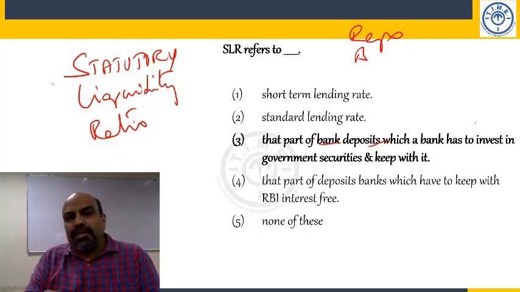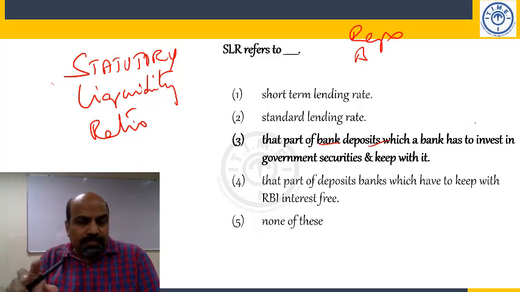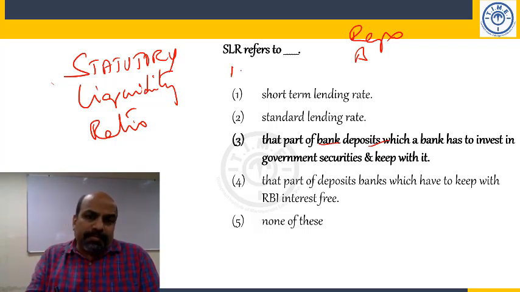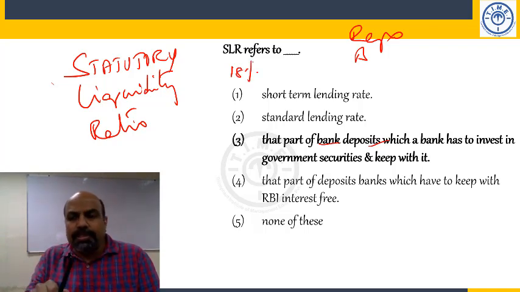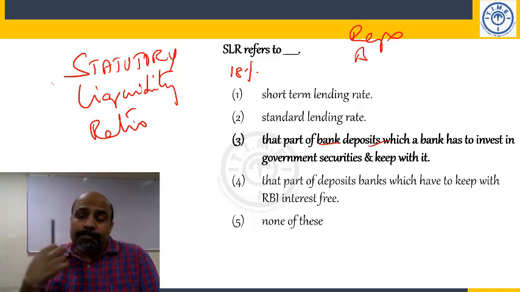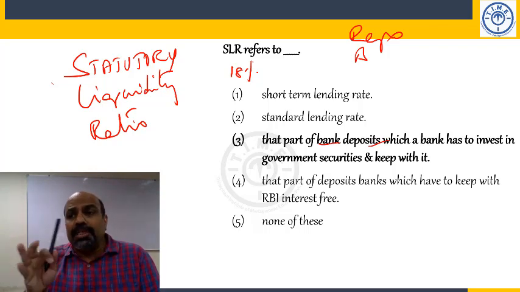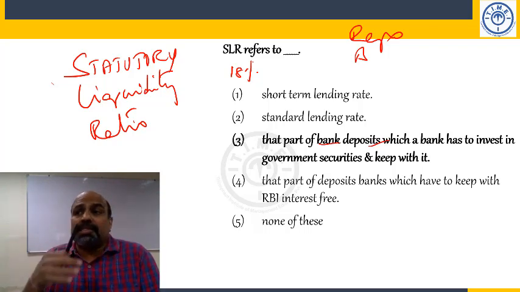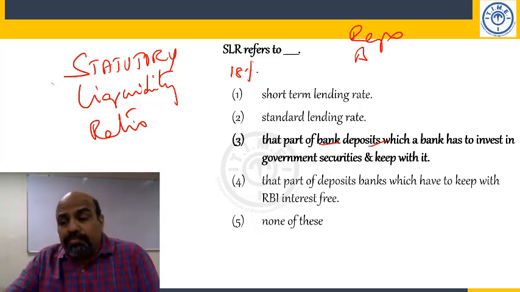But when it comes to SLR, the RBI tells these banks, current SLR is 18%, meaning 18% of whatever you have collected from the public through deposits, you have to invest in highly liquid assets like gold and government securities. So these are highly liquid, in case the bank is suffering withdrawals.